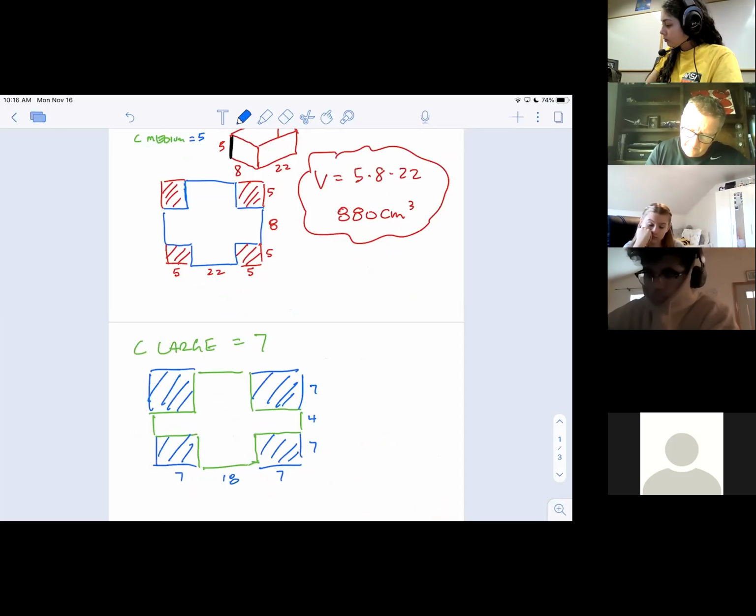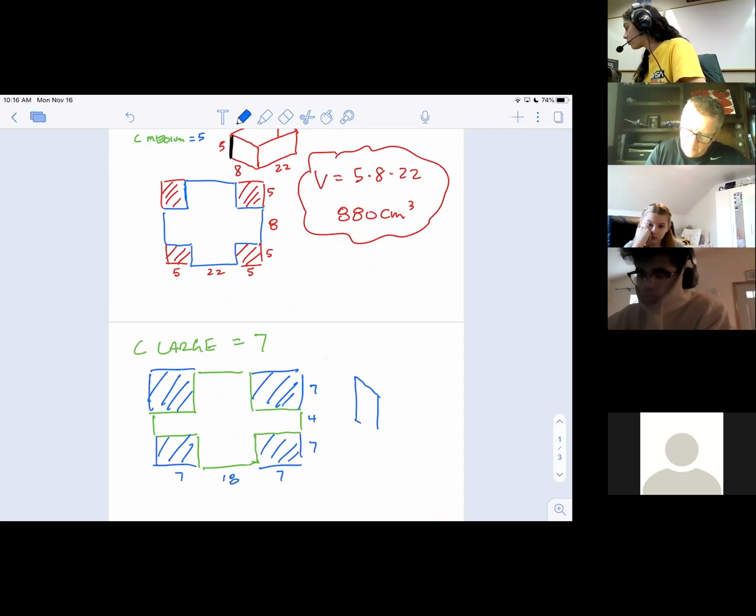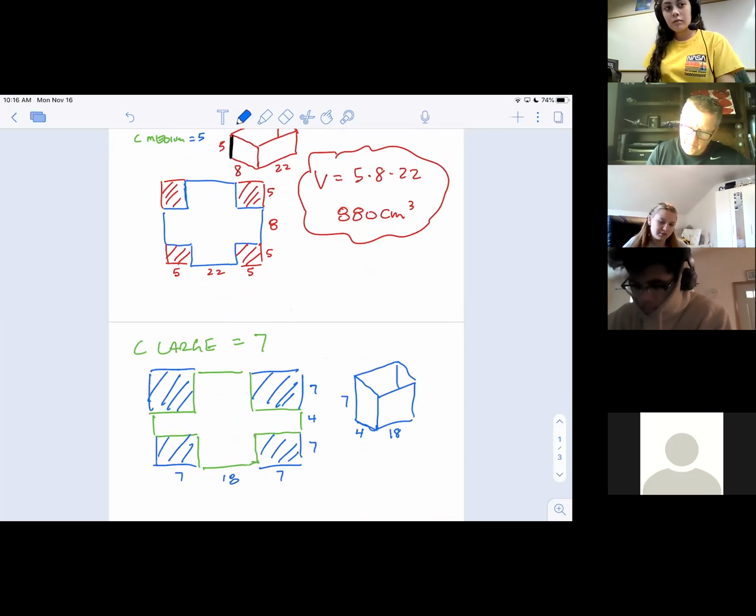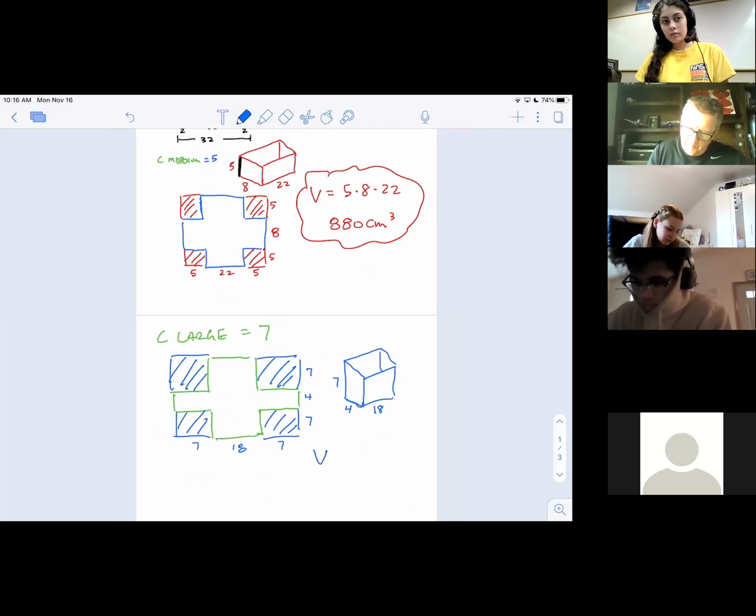So doesn't that box look like this? It's kind of nice and tall. Or maybe it looks something like that. So the height is 7, but then that only leaves 4 for the width. And then the length is 18. Is that right? 18 and 14. I make so many dumb mistakes. I'd like to not make any more. So this time the volume is equal to 7 times 4 times 18. And oddly, I even got a different answer. I got 504 this time.